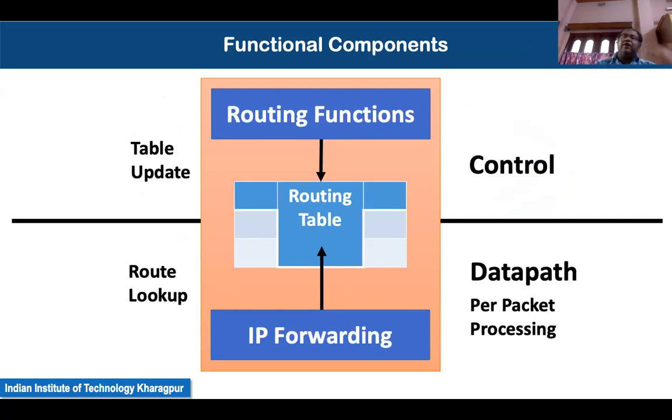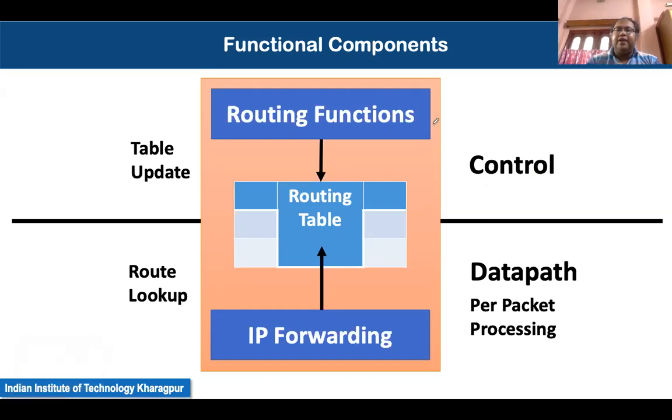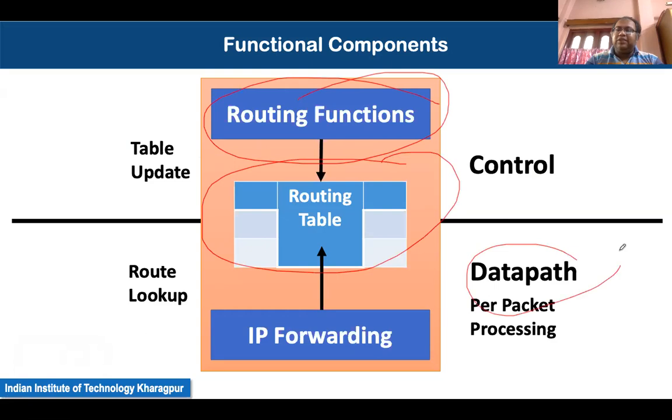Now let us look into the different functional components of a router. As I was mentioning, there are 2 different planes in a router, the control plane and the data plane. The control plane of the router is responsible for running the routing functionalities. It will update the table and build up the routing table. Then the data plane, or sometimes we call it the data path of a router, does the per packet processing. Whenever there is an incoming packet to this router, it will do a route lookup, find out the destination interface for that packet, and output that packet to the corresponding interface card. That way the control plane and the data plane of a router are basically separate.